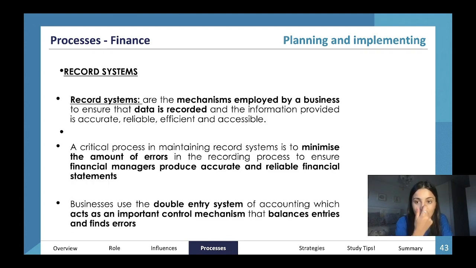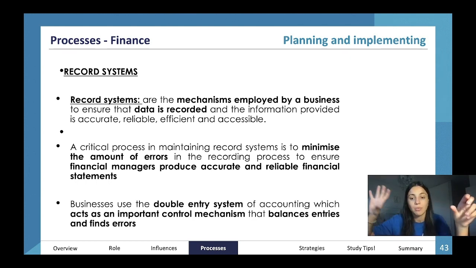So, then we get into record systems, which are the mechanisms employed by a business to ensure that data is recorded and the information provided is accurate, reliable, efficient, and accessible. A critical process in maintaining record systems is to minimize the amount of errors in the recording process to ensure financial managers produce accurate and reliable financial statements. I feel like with record systems, the most important thing is to minimize the amount of errors so that our reports are as accurate and reliable as possible.